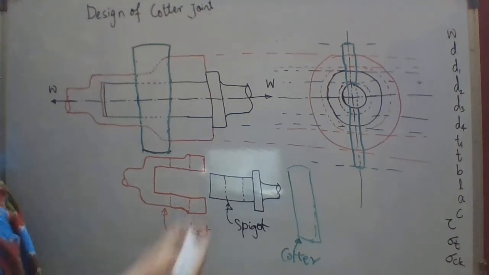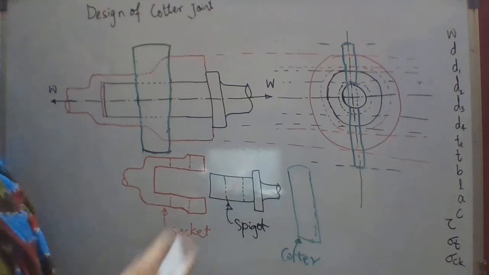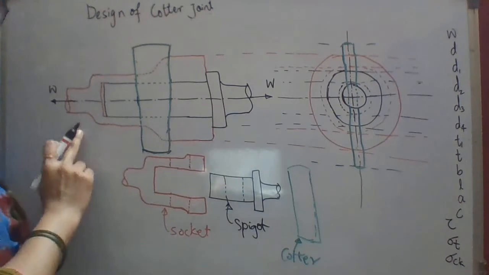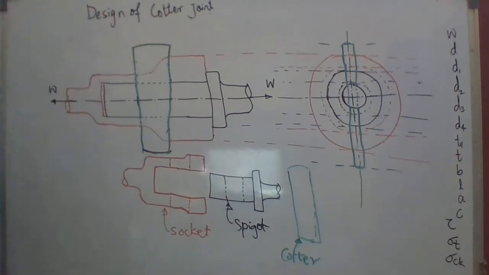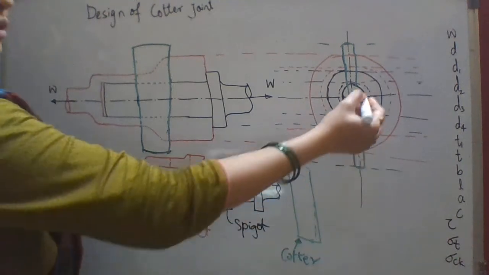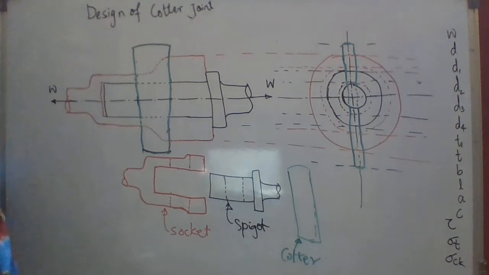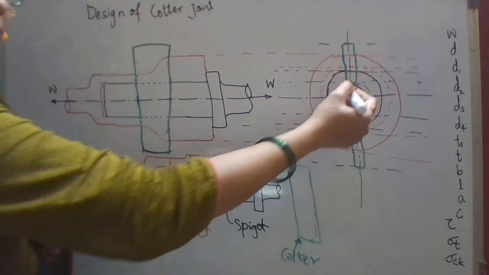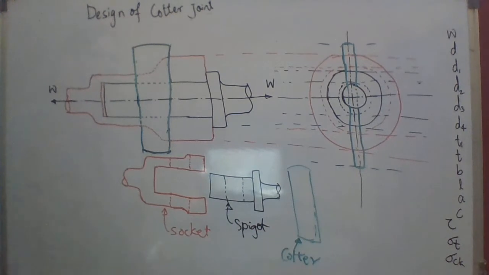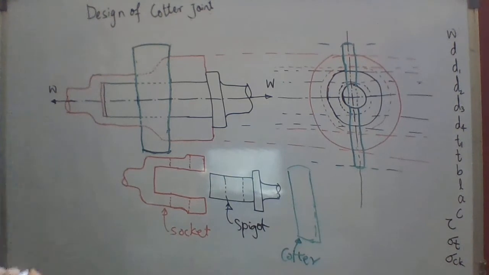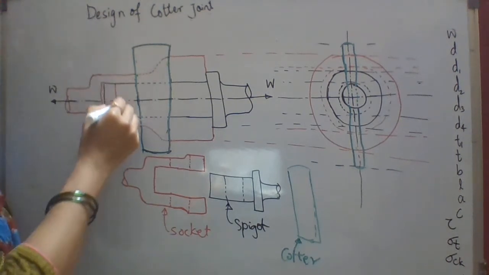Small letter d is the diameter of the shaft which we are going to join. So both these dimensions are small letter d. In this side view, the inner bold circle is that small letter d. Now next is d1. d1 is the inner diameter of the socket. I can draw it over here.